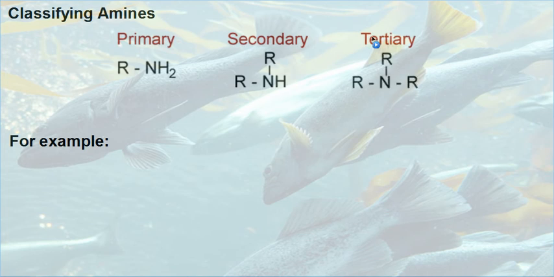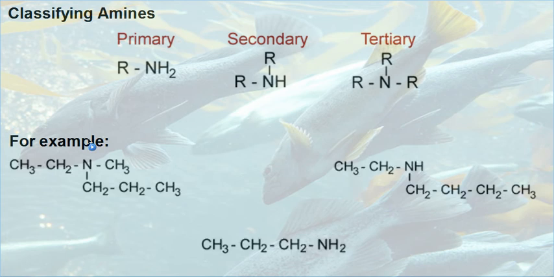And in a tertiary amine, there are no hydrogens left in that functional group. We've got all carbons surrounding that nitrogen atom. So let's have a look at a couple of examples.